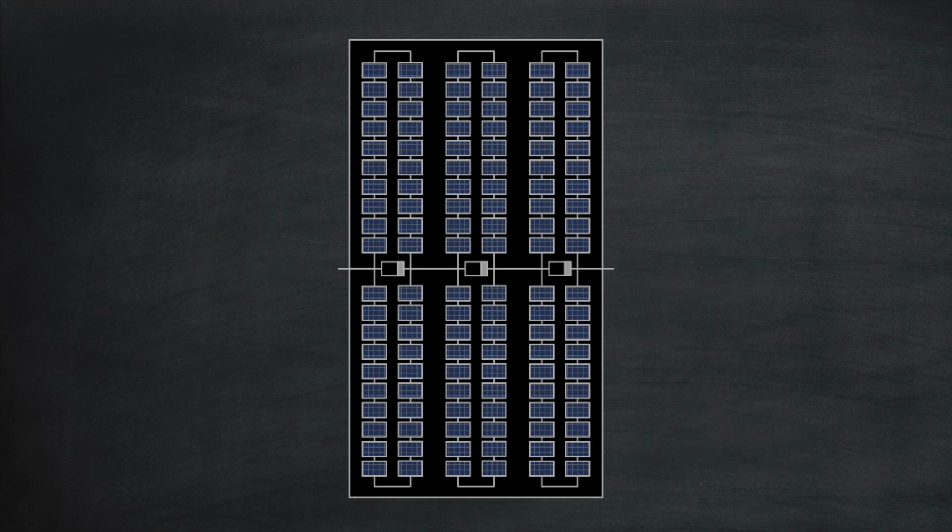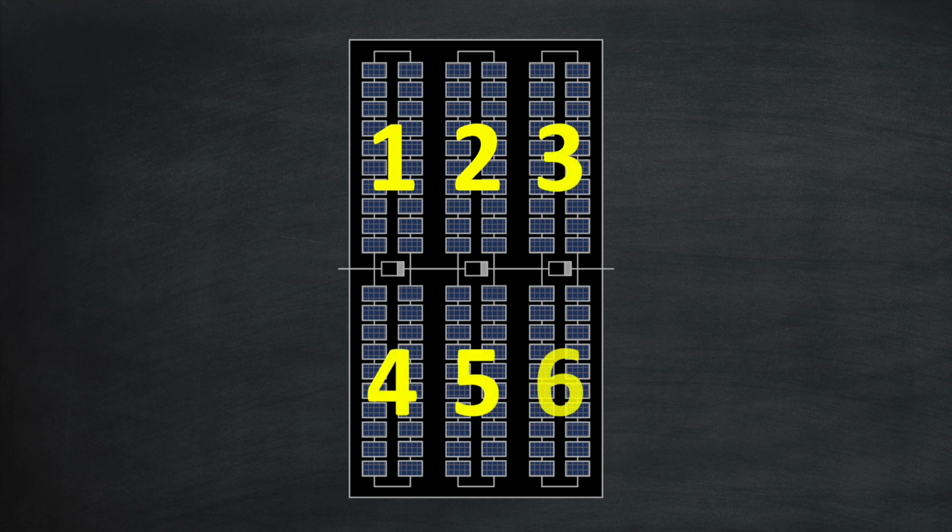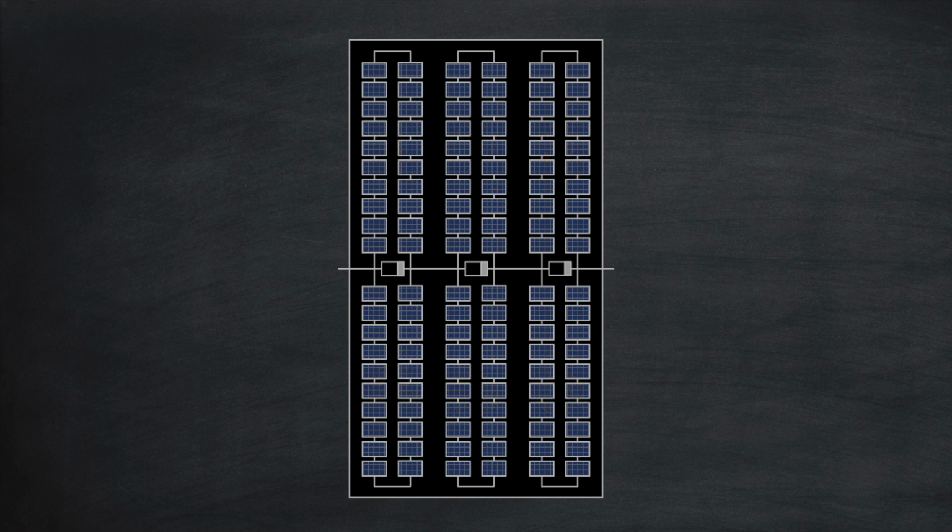Looking inside this panel, we can see that the half cells are arranged in 6 substrings. 3 of those substrings are in the upper half of the panel and the other 3 in the lower half. Like the standard panel, there are 3 bypass diodes managing all of the substrings, but these are located in the middle of the panel rather than the top. Let's look at how current traverses through the panel then.